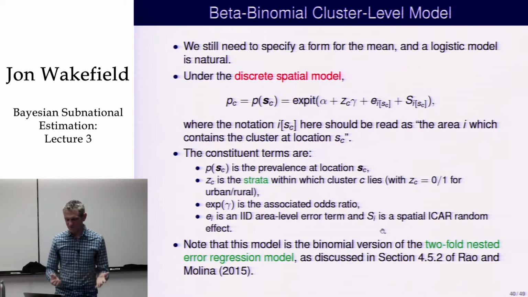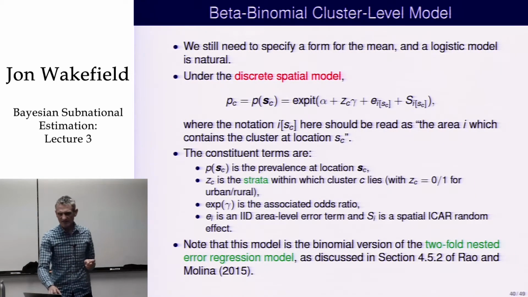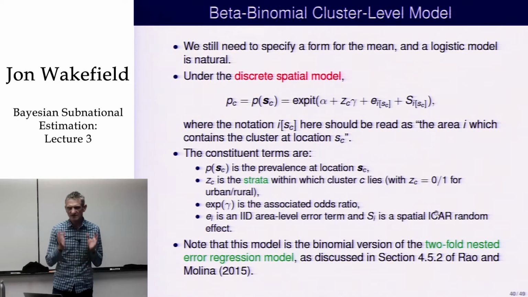And for those who are interested, it's actually related to a model within Rao and Molina's book, which is described as a twofold nested error regression model, which is analogous to this, but for a continuous variable.